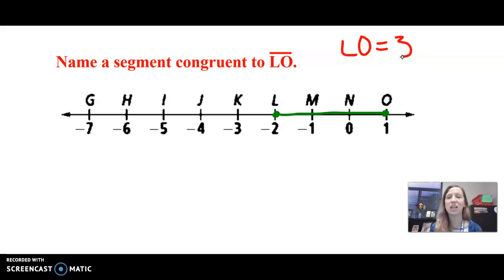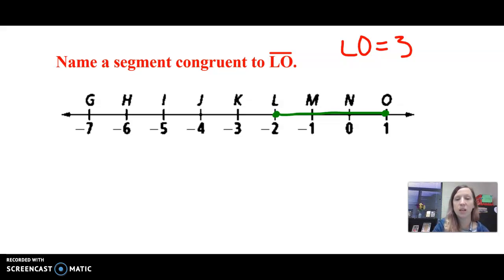So we need to find another segment, and it's saying name any segment on here that is also 3 units. Keep in mind that it does not have to be on the other side of the number line, and it can intersect with the other segment that's on there. It can overlap. That's okay.